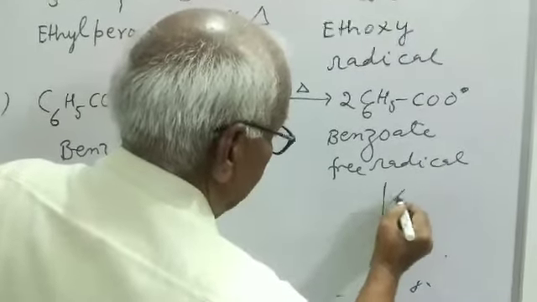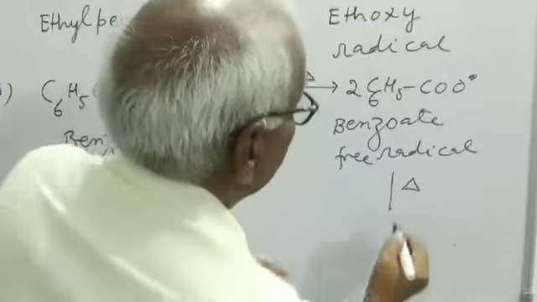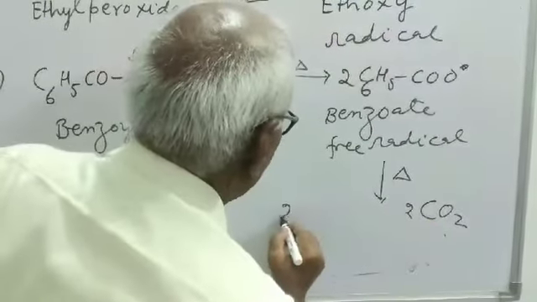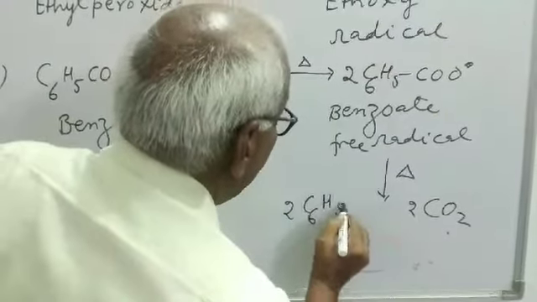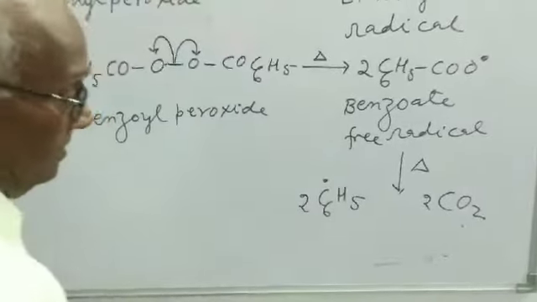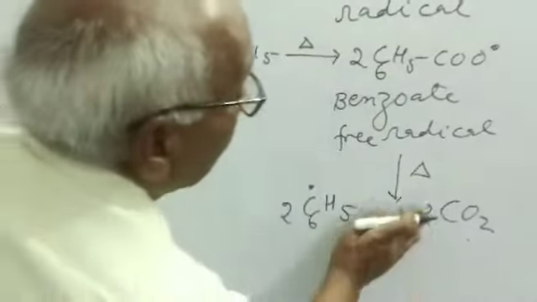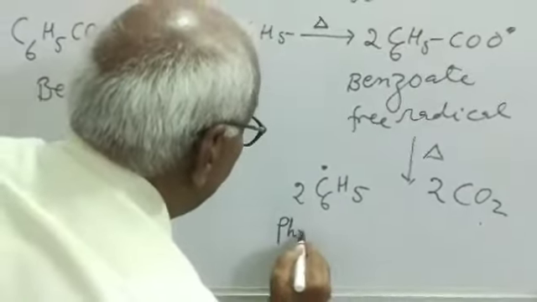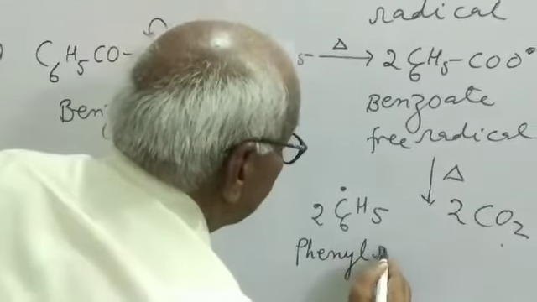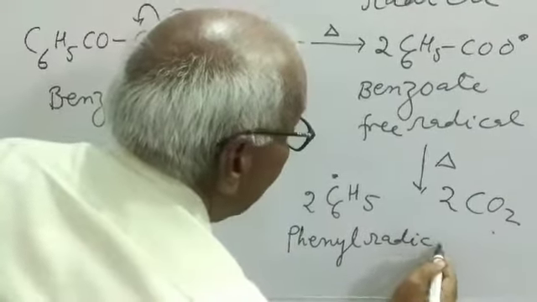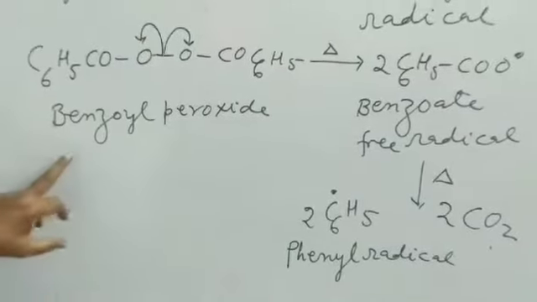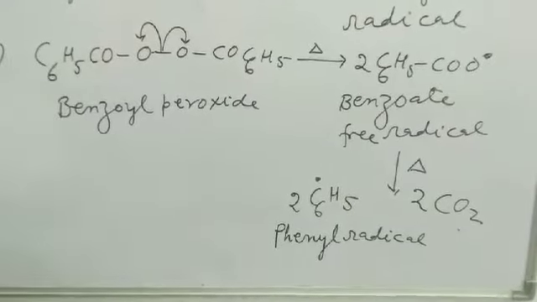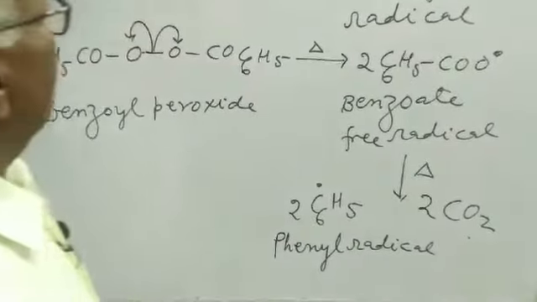On further heating, decarboxylation takes place, with elimination of carbon dioxide, forming the phenyl free radical. This is the phenyl radical, or free radical. So this peroxide is very important in the anti-Markovnikov addition product. It is an important reaction, you might be remembering.